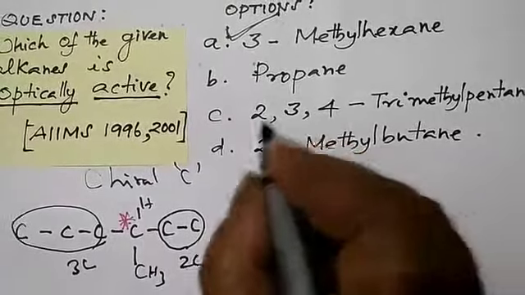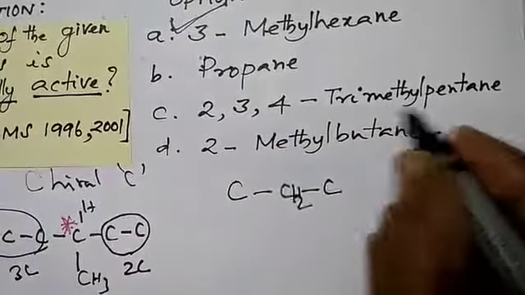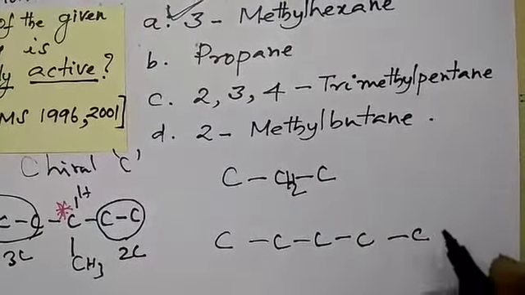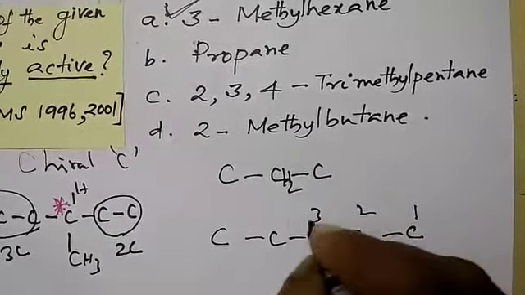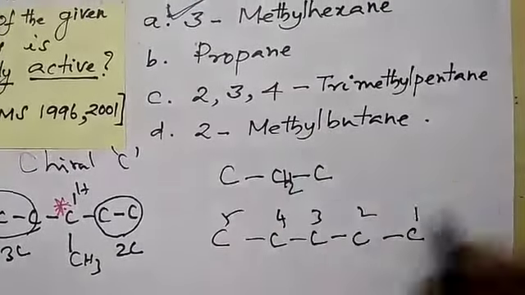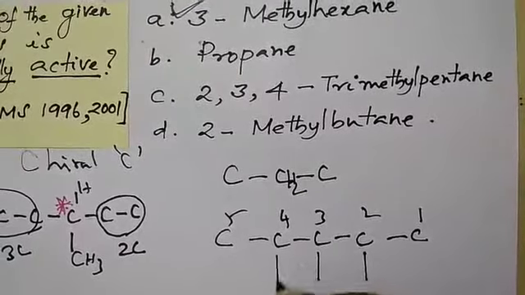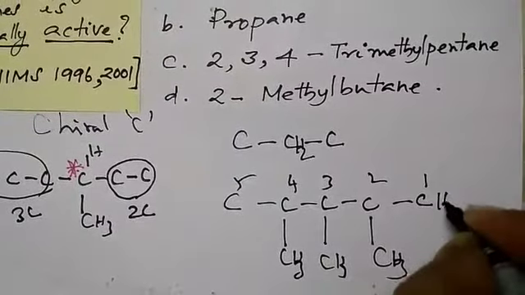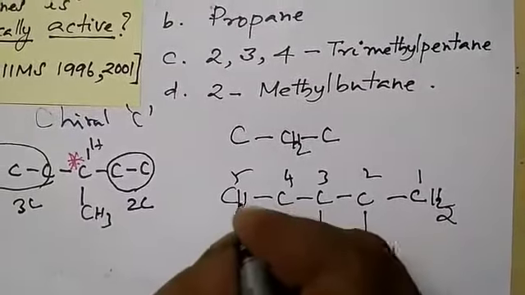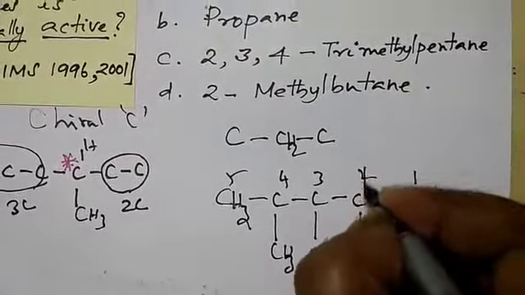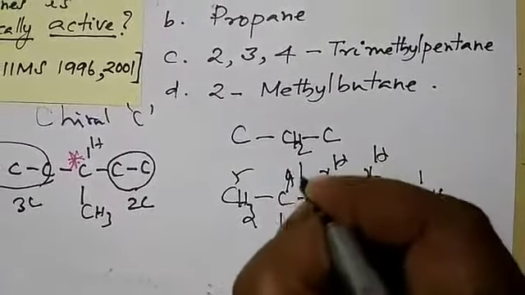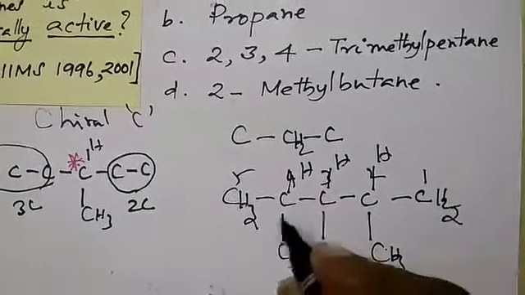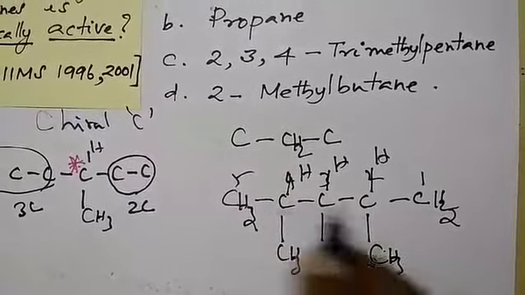Now we are moving to the third option. It is 2, 3, 4 trimethyl pentane. For pentane you put 5 carbons. Let me write the numbering 1, 2, 3, 4, 5. On carbons 2, 3, 4 you give the methyl group. Terminal is CH3, here it is CH3. Everything else has 1 hydrogen atom. Let us see here. This carbon, these two are similar. This carbon, these two are similar. So they are not asymmetric.